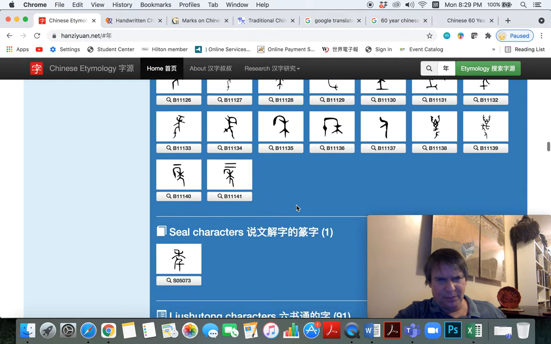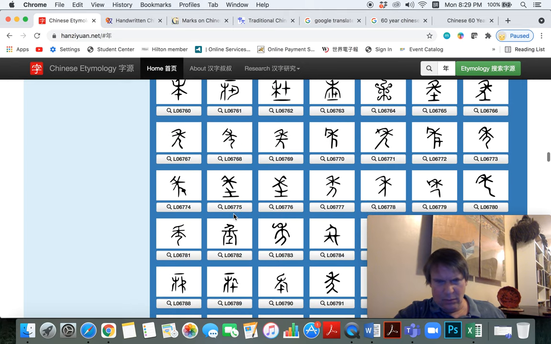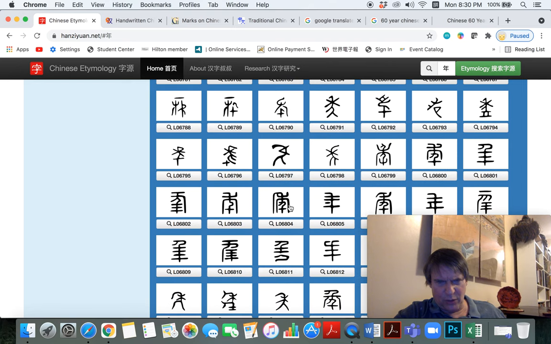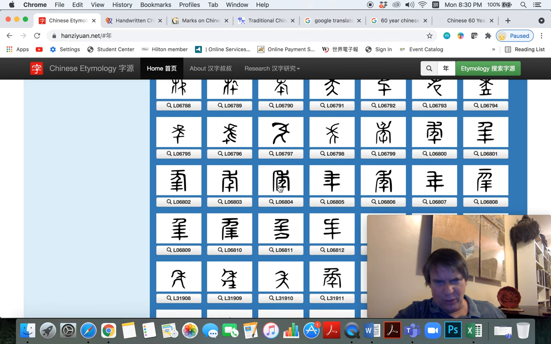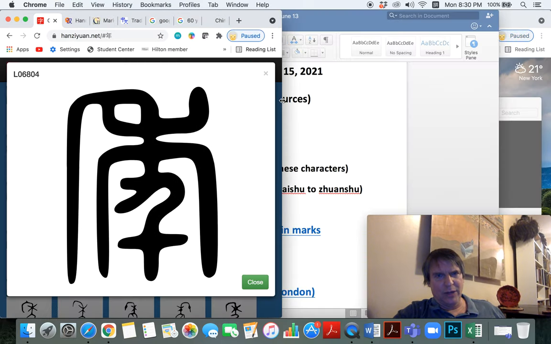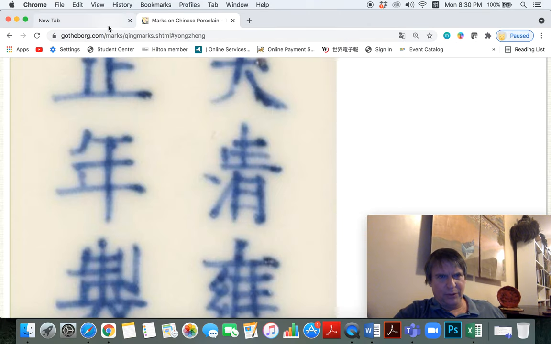You gotta keep going. Seal character, that's getting closer. If I remember though, this is more like it. That's way more like it. As far as something that looks like the seal mark, the fifth character, Nian, on the Chinese porcelain Zhuanshu mark. So take a look at that. Hold that thought. Let's go to Gothenburg, see if we can get a side-by-side comparison.